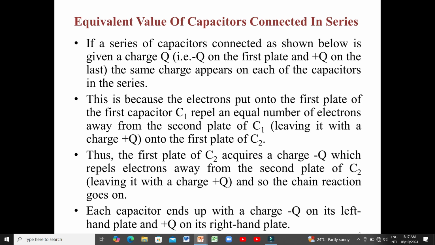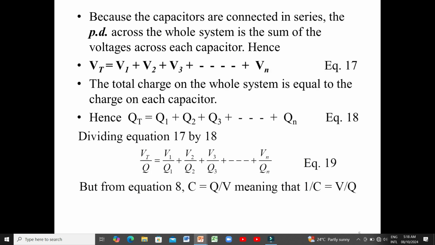Thus, the first plate of C2 acquires a charge minus Q, which repels electrons away from the second plate of C2, leaving it with a positive charge. And so the chain reaction goes on. Each capacitor ends up with a charge minus Q on its left-hand plate and plus Q on its right-hand plate. Because the capacitors are connected in series, the potential difference across the whole system is the sum of the voltages across each capacitor. Hence, V total will be equal to V1 plus V2 plus V3 and so on to Vn.